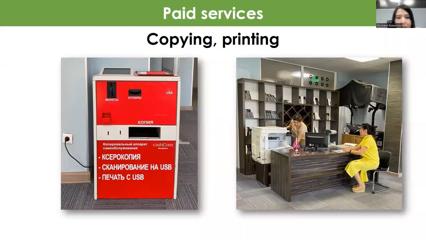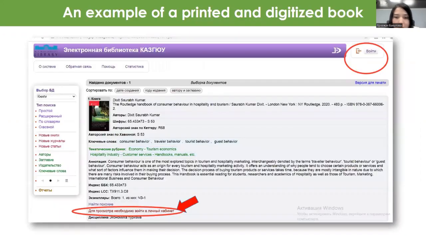Also, in the electronic hall or the media hall on the first floor of the library, you can print out your documents on the cash machine yourself or with the help of a manager. Scanning is also available on the cash machine. In addition, we have electronic versions of books. We digitize and add books ourselves.